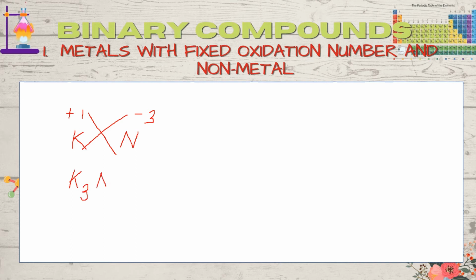So how do you write the correct name of K3N? So you write first the metal, followed by the non-metal. So ganun din po sa pagpapangalan. So you name first the metal. So our metal here is potassium, or K. So the name is potassium.